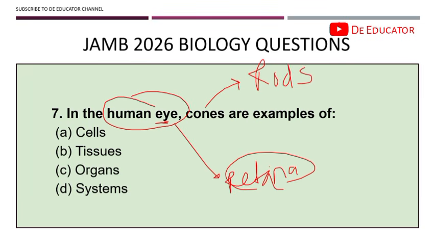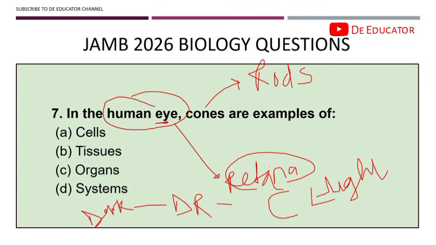And now there's a mnemonic that you should take note of, and that mnemonic is Dr. CL. Now, what is the meaning of Dr. CL? D stands for dark. L stands for light. C stands for cones, right? And then R stands for rod. So what exactly does this mean? You might come across a particular question that will tell you which cell of the eyes is responsible for bright light, or which cell is responsible for dim light or dark light. So you should know cones is for bright light, rod is for dim light or dark light. So the question says, in the human eye, cones are examples of cells. The cones are cells, right? Take note of that.